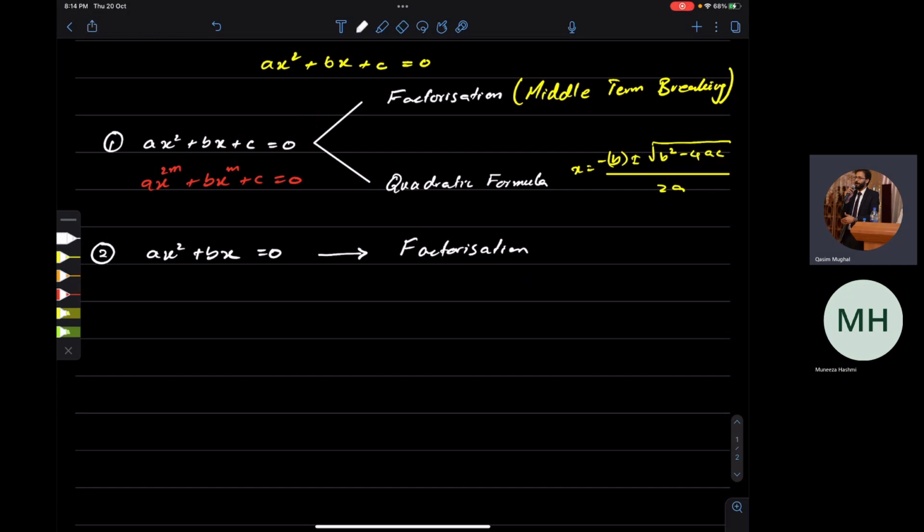Now moving on to the third possibility, that's ax squared plus c equals 0.